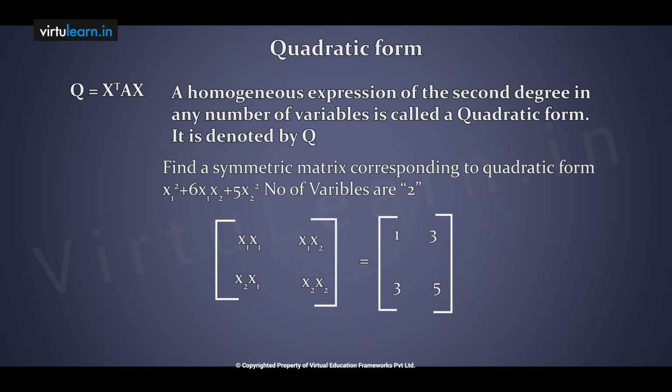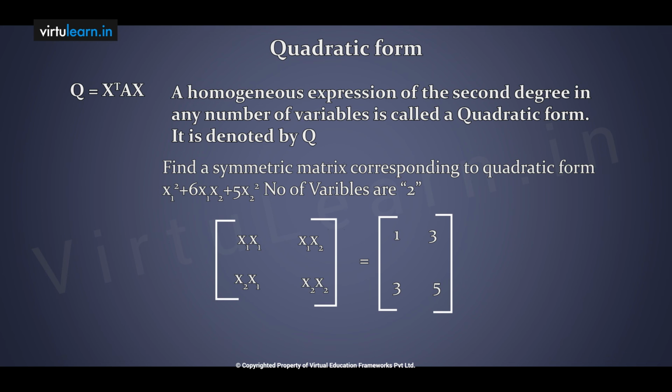One more logic is there here. What is the place of 1? This is first row first column, means 1 1, means x1 x1, x1 square, the coefficient of x1 square. What is the position of 3 here? This is first row second column element, 1 2, means x1 x2. Again the position of this 3 is second row first column element, means 2 1.